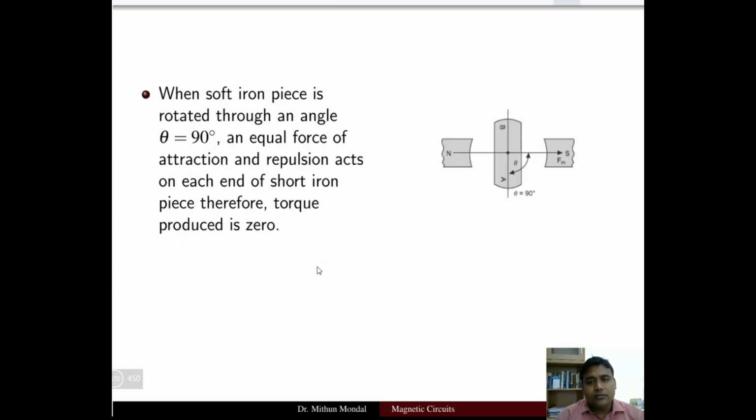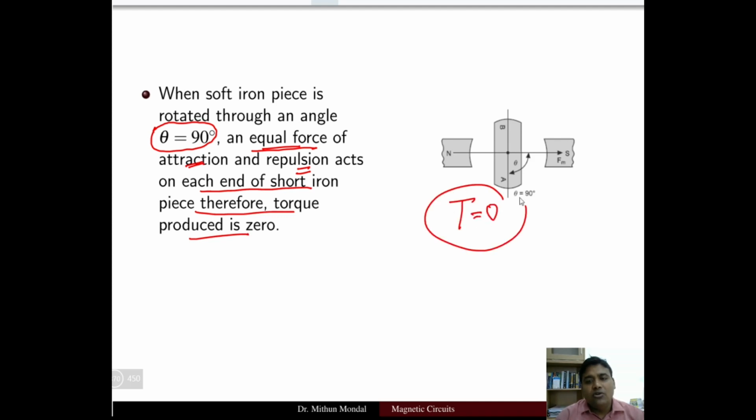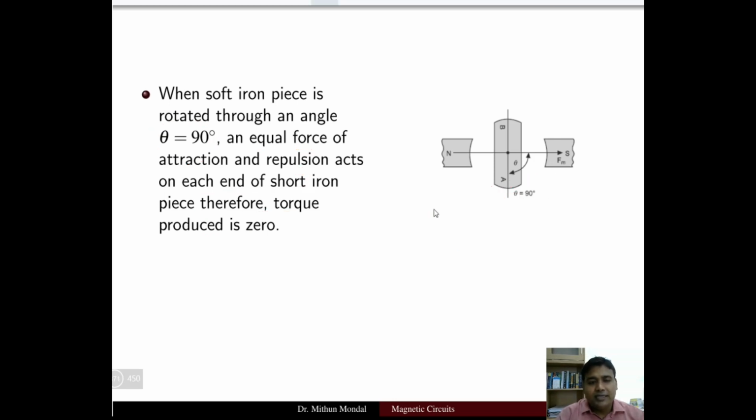Now let us consider another position, theta equal to 90 degrees. When the magnet is present at an angle of 90 degrees, there will be equal forces of both attraction as well as repulsion acting at each end of the soft iron piece, therefore the torque produced is zero. So in this case the torque production will be zero because the force of attraction and repulsion will be equal at an angle theta equal to 90 degrees.